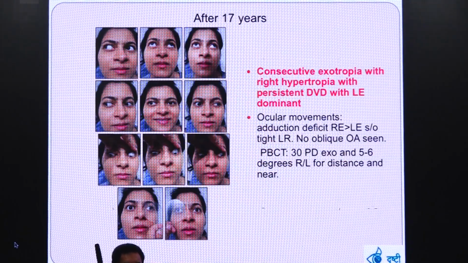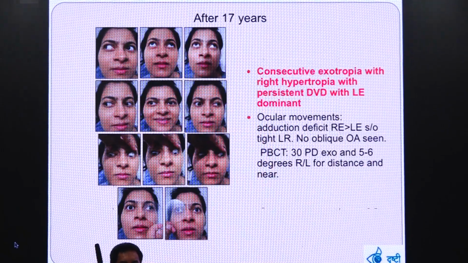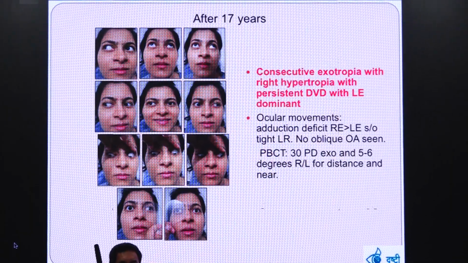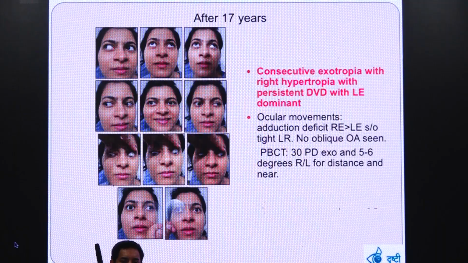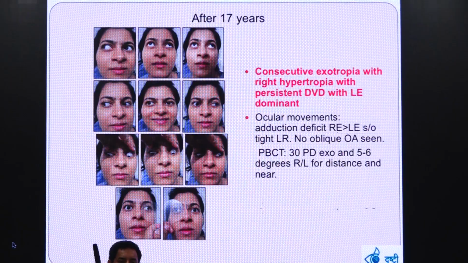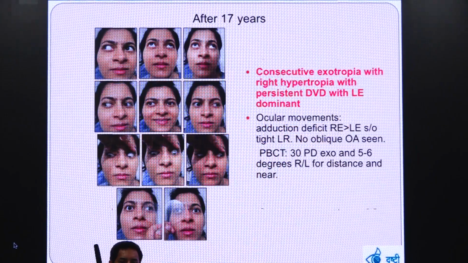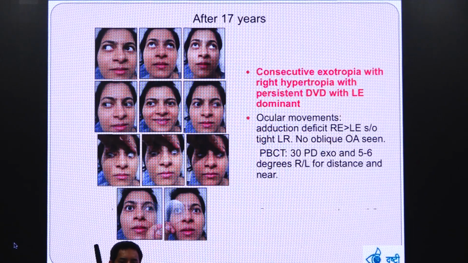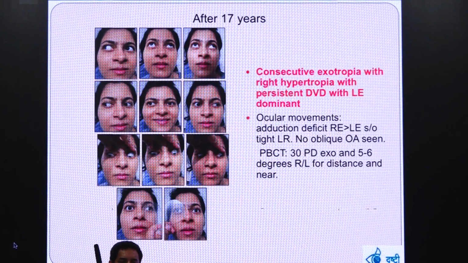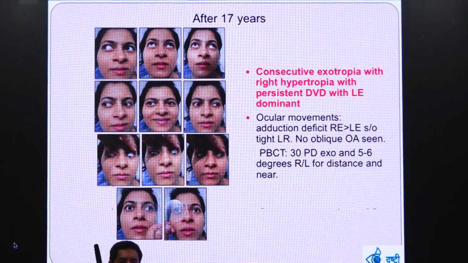So after the initial surgery she had straight eyes, but after 17 years she comes again with a consecutive exotropia with right hypertropia and persistent DVD, with the left eye dominant. Now the deviation was about 30 prism diopters exotropia with small R by L. There was also some adduction deficit, as Dr. Ramesh was just now emphasizing, that we'll look at the adductions. So she had a small adduction deficit.